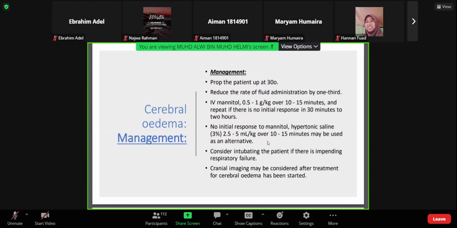So management: prop up the patient at 30 degrees. Reduce the rate of fluid administration by one third. Remember, reduce the fluid. Give IV mannitol or hypertonic saline. I think you don't need to know this. But definitely, if the conscious level is reducing, you need to intubate.